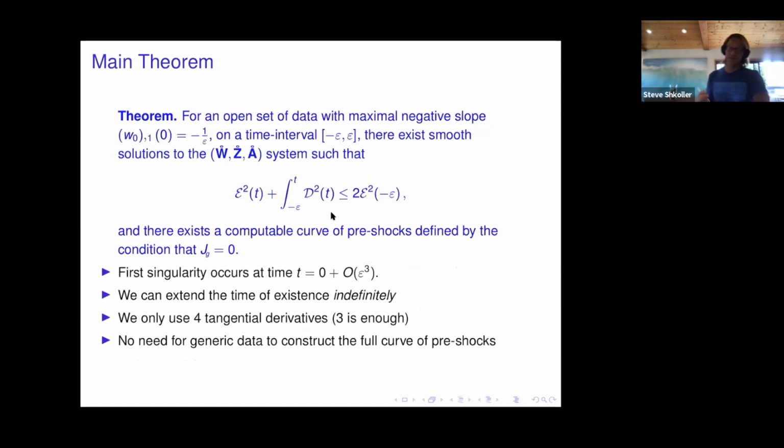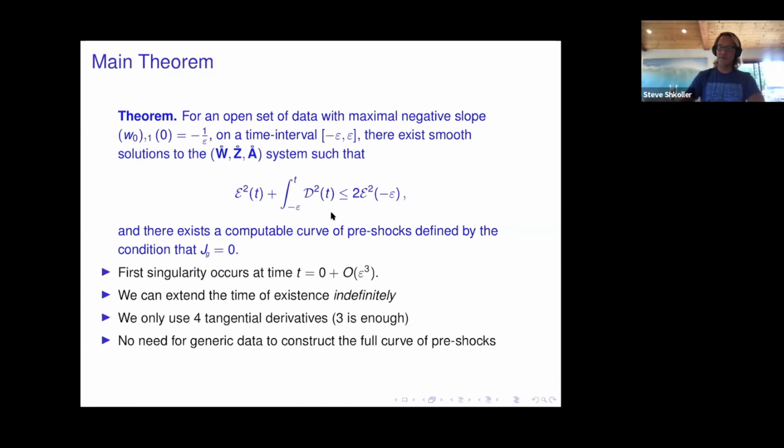Okay, so what's the main theorem? This is a very rough version of the main theorem. For an open set of data with maximal negative slope, partial 1 W naught, which is the initial condition, at space origin 0, set to -1 upon epsilon. So that's the largest negative slope you can have.